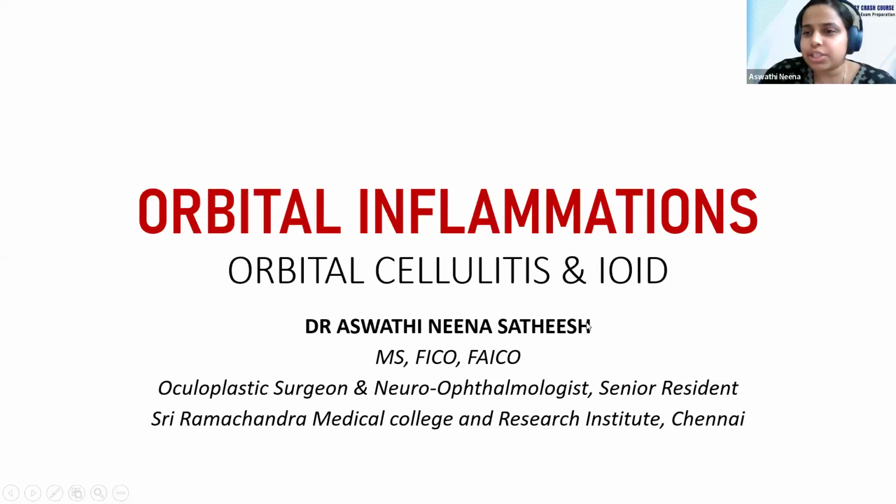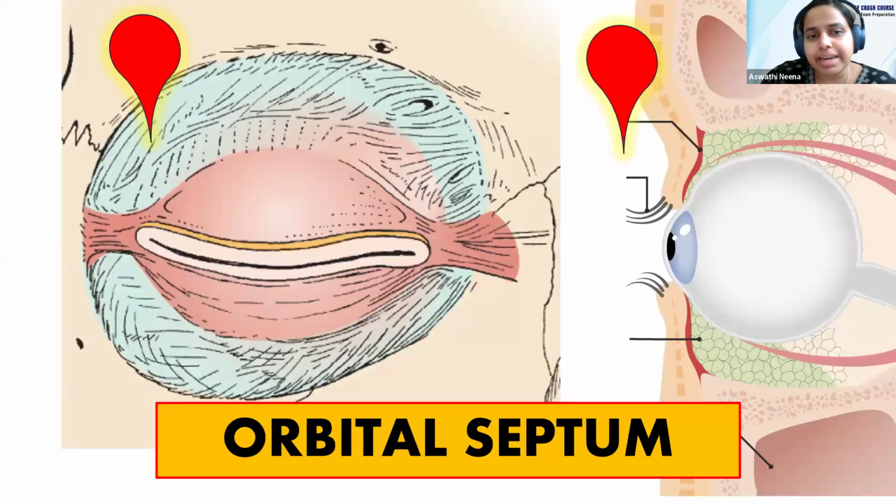So jumping right in, the topic allotted to me is orbital inflammation, specifically orbital cellulitis and idiopathic orbital inflammatory disease. The first and main line of defense is the orbital septum, wherein anterior to it, any infection is called preseptal cellulitis, and posterior to it, all infections are called postseptal infection. This septum is underdeveloped in the pediatric age group. That is why even a preseptal cellulitis is considered dangerous and is kept under regular follow-up.